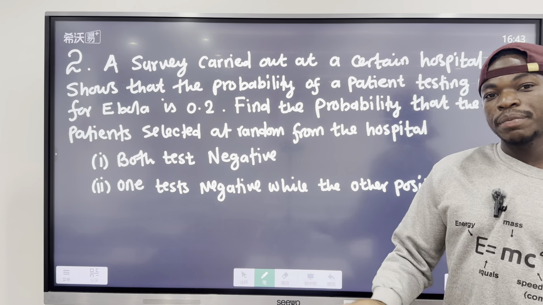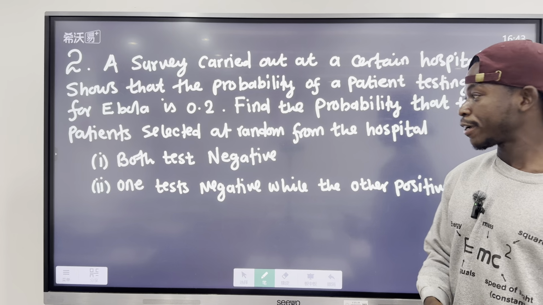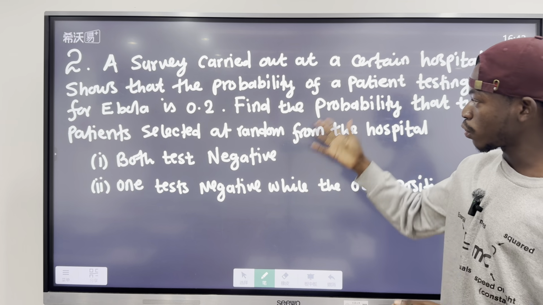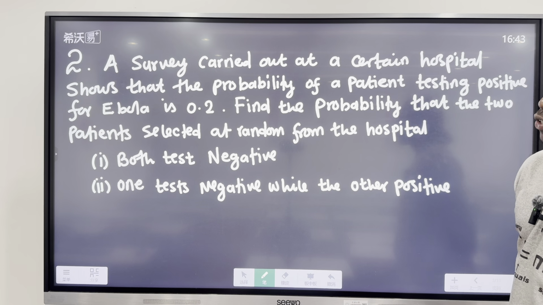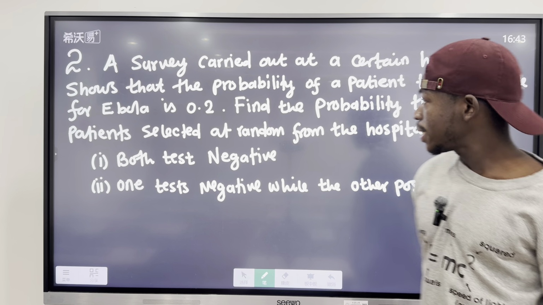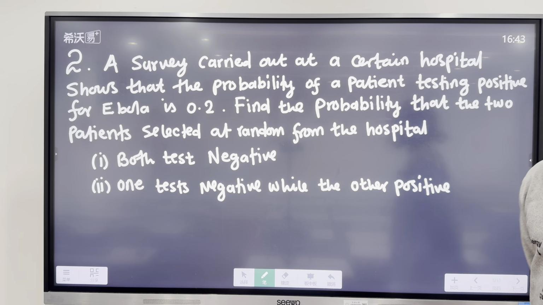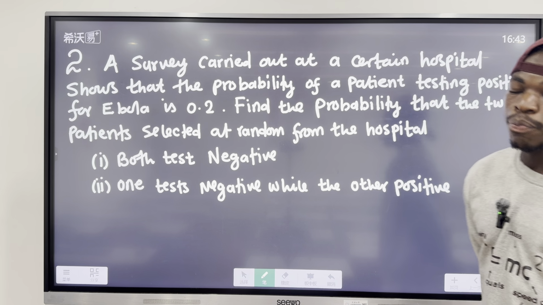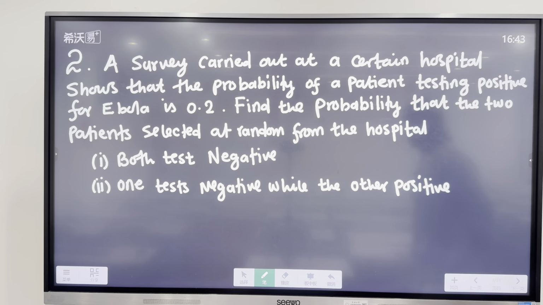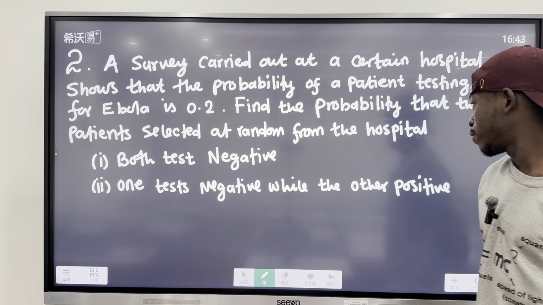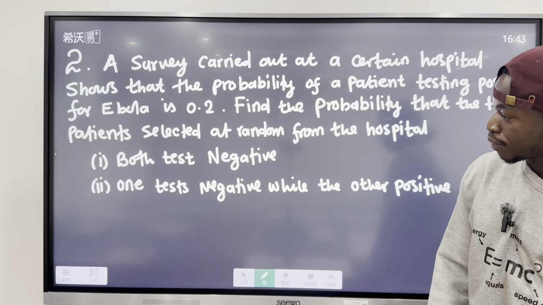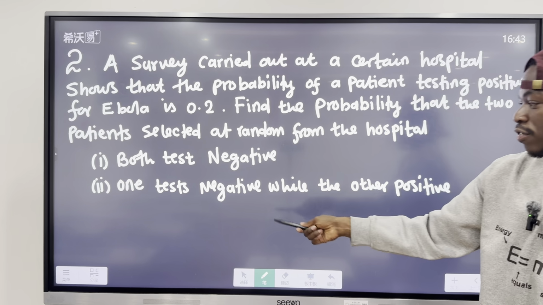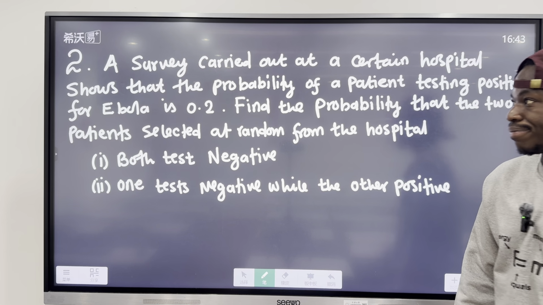This is another way the examiner can ask a question on probability. Okay, apart from the tree diagram thing, they can also ask you in this way. A survey carried out at a certain hospital shows that the probability of a patient testing positive for Ebola is 0.2. Find the probability that the 2 patients selected at random from this hospital both test negative, one tests negative while the other positive.